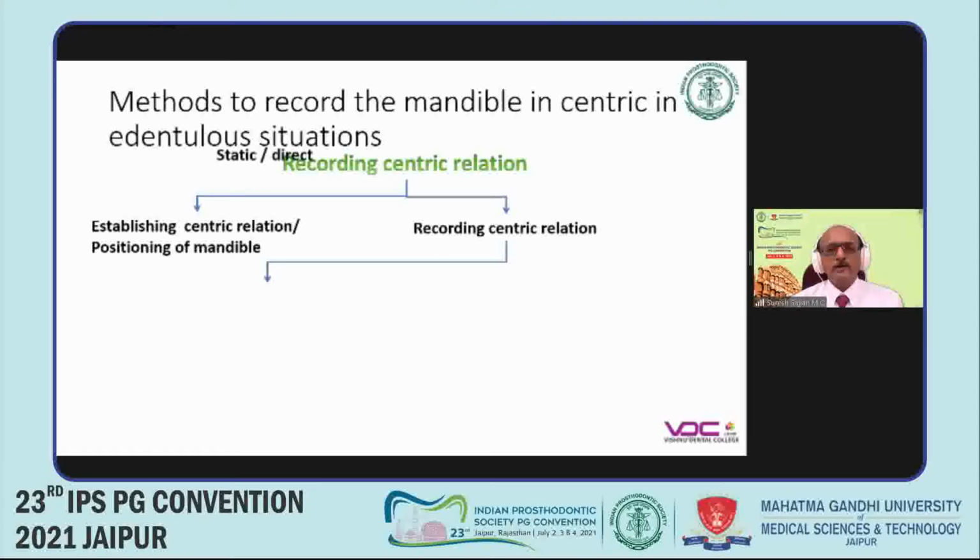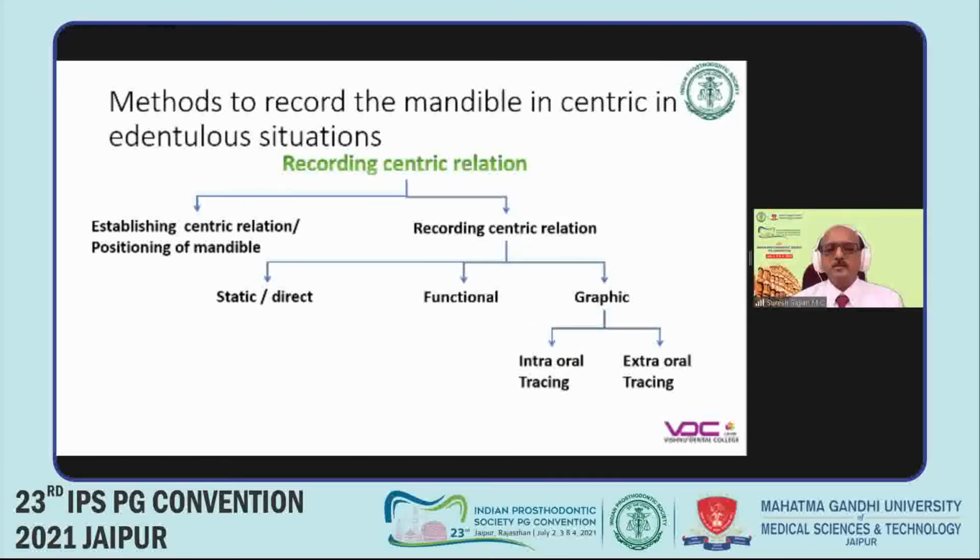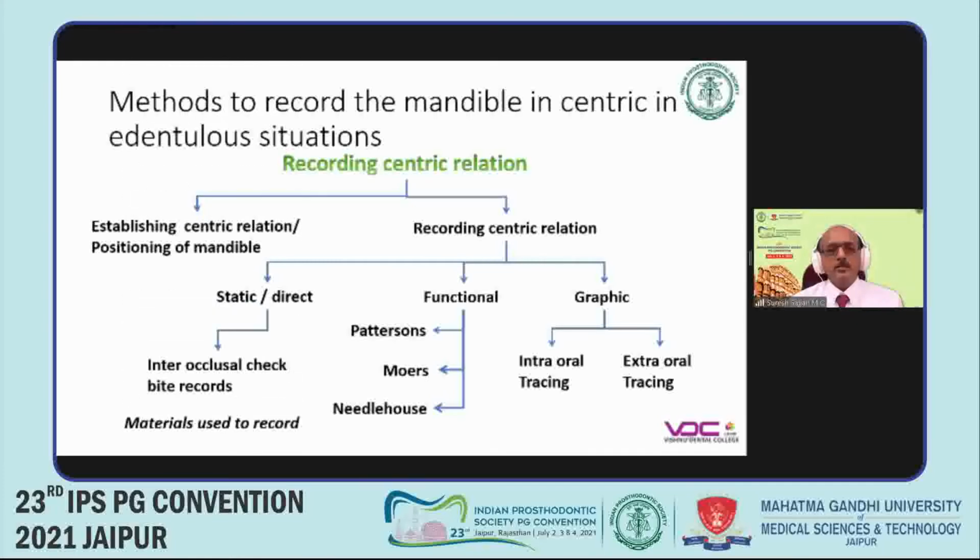So those are important. Now, when we are looking at the recording of the centric relation, there are three parts: static, direct, and functional and graphic. There are two different types of graphics, intraoral and extraoral, all of you are familiar with. The functional methods of Patterson, Moyer, and Needles are not of much significance now because they are not followed at all. Now we are using the intraoral check bite records in combination with other techniques to position the mandible.